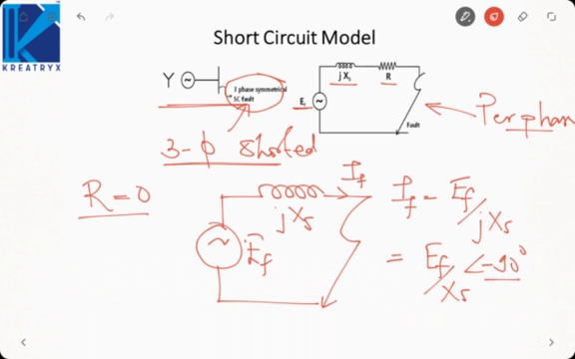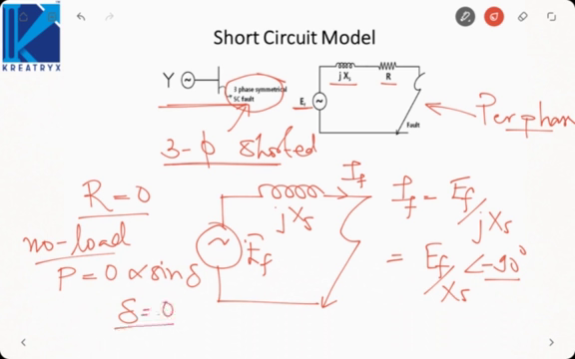If you are assuming no load condition, that means P is equal to 0, which is proportional to sine delta. So delta is also equal to 0. Now from here we can see that the fault current is 90 degree lagging. And we know in a synchronous machine, whenever the power factor is lagging, the armature reaction is demagnetizing.